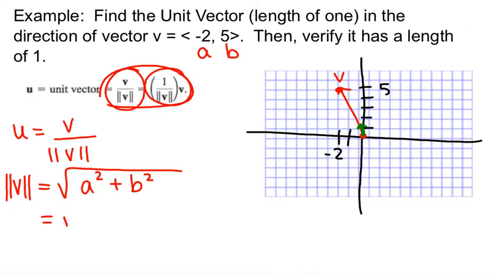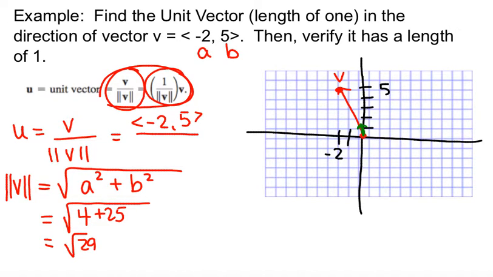Let's go ahead and substitute that in. So -2 times -2 is 4. 5 times 5 is 25. And we get square root of 29. Now we can go ahead and go back up here and substitute in the formula. The numerator is going to be your vector in component form over your magnitude, square root of 29.